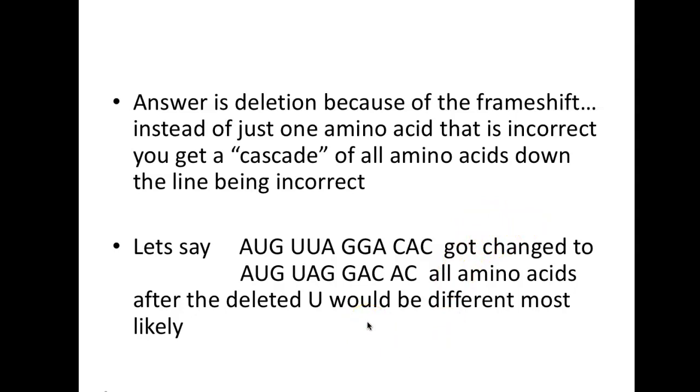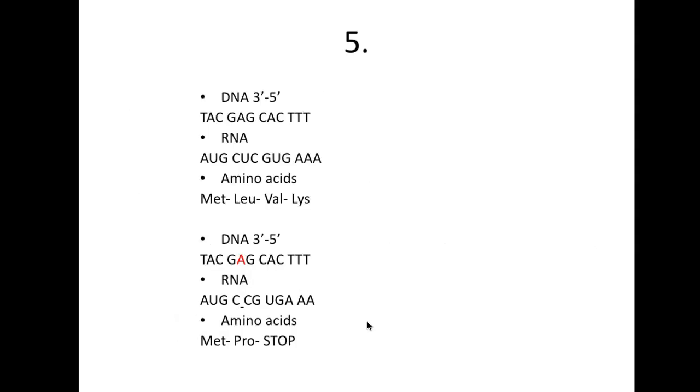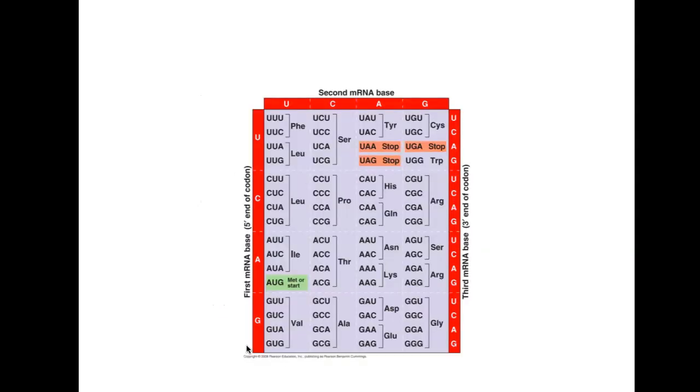A substitution mutation is only going to change one amino acid. And this gives you an example here of a normal situation. This is normal. This shows you when one base gets deleted, how drastic that change ends up being. All right, so that's the answer to number 5.